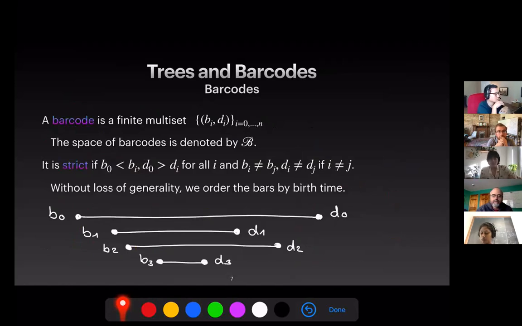A barcode, I mean, probably everyone knows what a barcode is, but here, because we're more interested in the combinatorial aspect, we're just going to consider it as a finite multiset of pairs (b_i, d_i), so they're not intervals anymore, but they represent the intervals. It starts at 0 for the same reason as before for the 0 label. And a barcode is called strict if there is a largest branch (b_0, d_0) that contains all the others, that will be the trunk, and if the birth times and death times are all different. And without loss of generality, for this part, we're going to order the bars by birth time. So typically, this is a perfect example of a strict barcode.